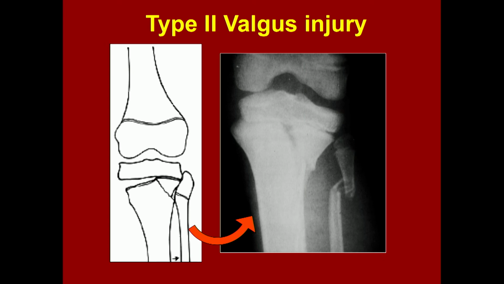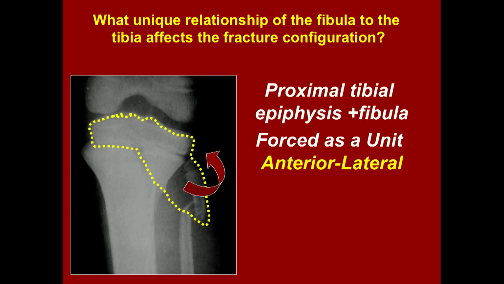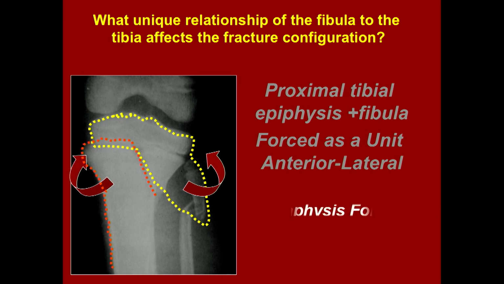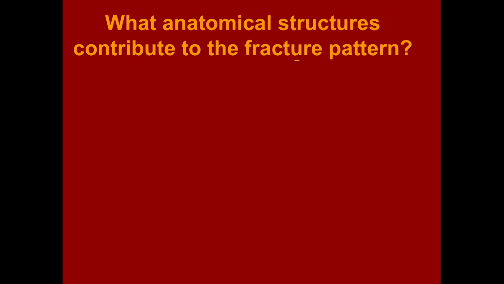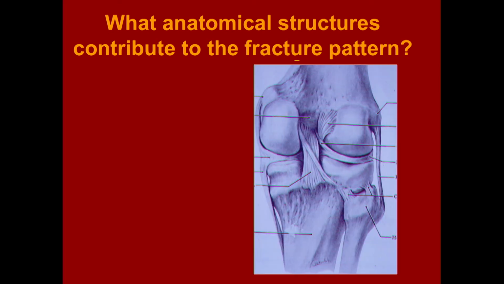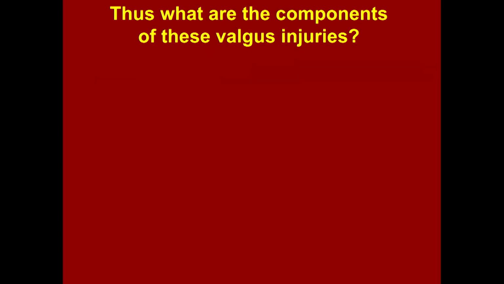Now, the valgus injury, so what's the unique relationship of the fibula? Why is it you get this Salter-Harris 2 fracture? What's on the lateral side? Well, that usually goes anterior lateral, and this one goes posterior medial. And so these are the result of valgus forces. This area will kind of resist compressive forces in a valgus injury, but the tension forces are still applied here.